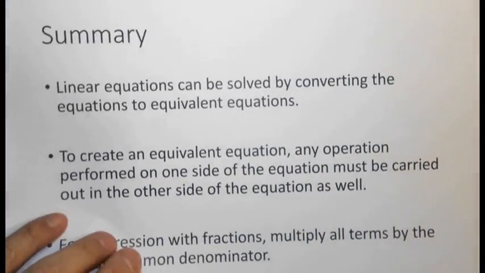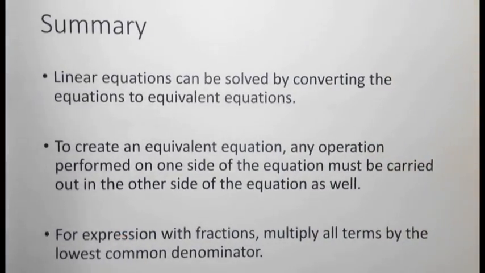So, as a summary, linear equations can be solved by converting the equations into equivalent equations. To create an equivalent equation, any operation performed on one side of the equation must be carried out on the other side of the equation as well. So, if we add 2 on the left-hand side, we add 2 on the right-hand side as well. If we divide the right-hand side by 4, we divide the left-hand side by 4 as well. So for expressions with fractions, we multiply all terms by the lowest common denominator. This is the end of the lesson. Thank you.